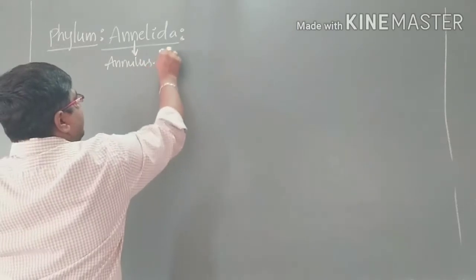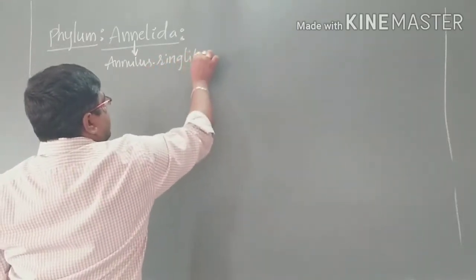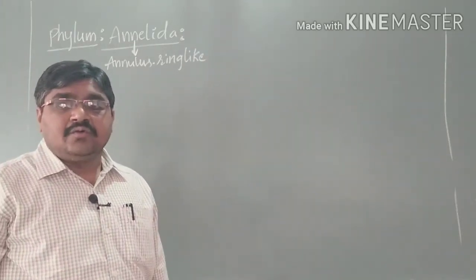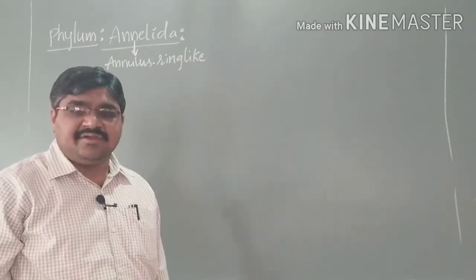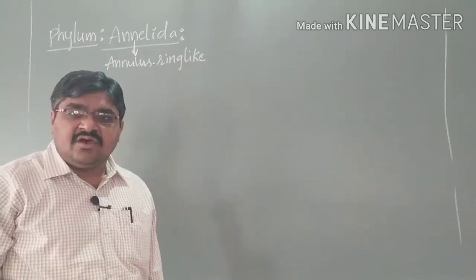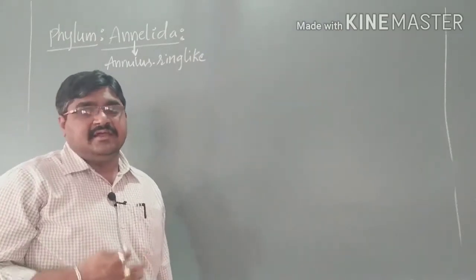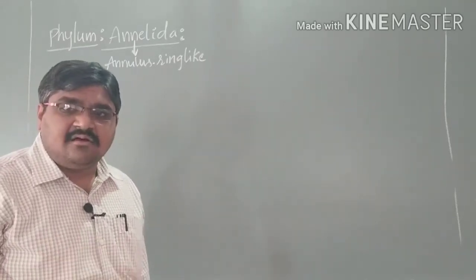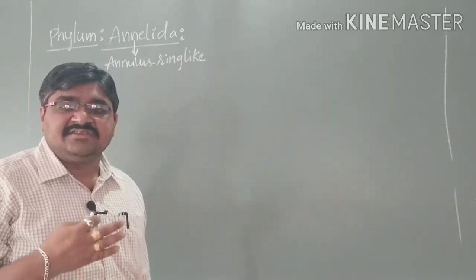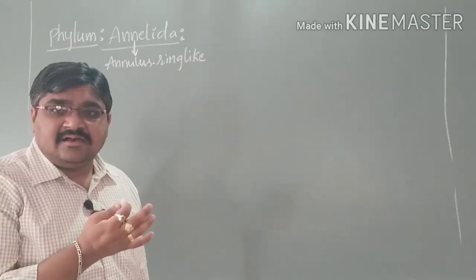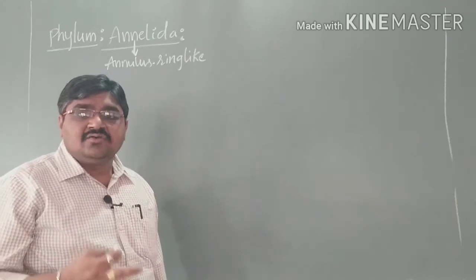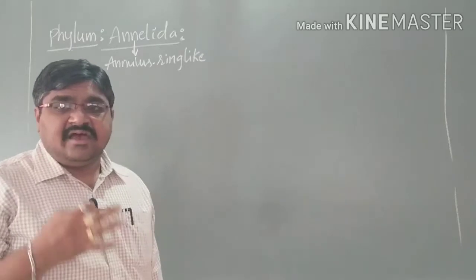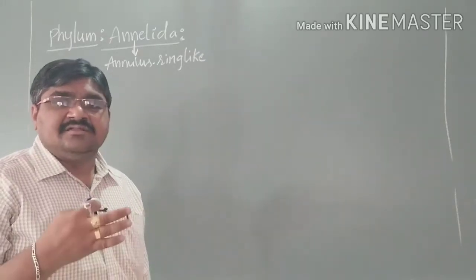Annulus means ring-like. That means here the body has a ring-like segmentation. Due to the presence of ring-like body segmentation, these organisms are called annelidans. Annulus means ring-like, so these organisms consist of a ring-like body, or ring-like body segmentation takes place. So the phylum justifies the name Annelida.